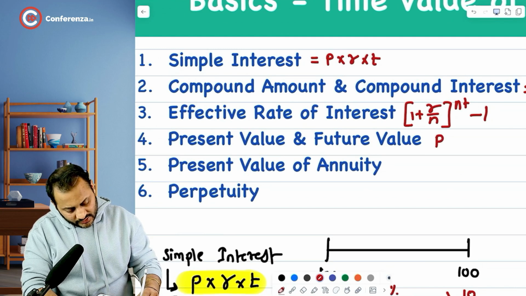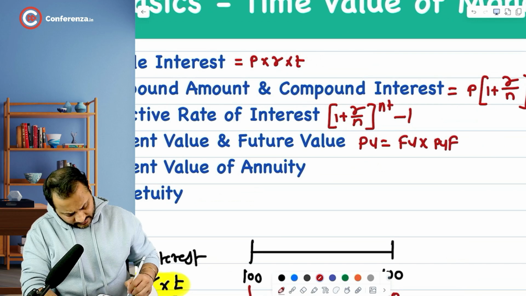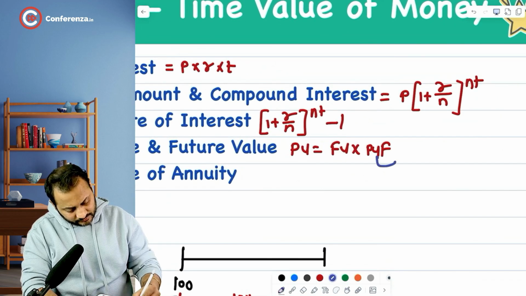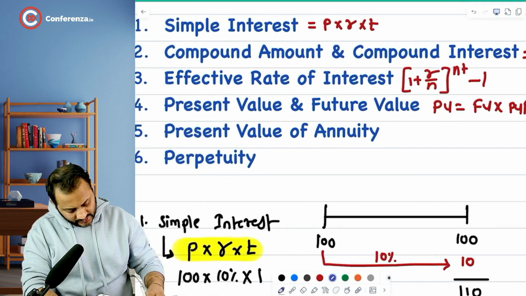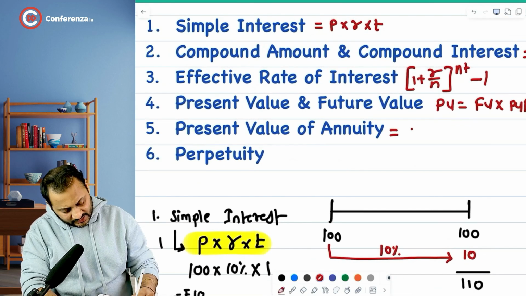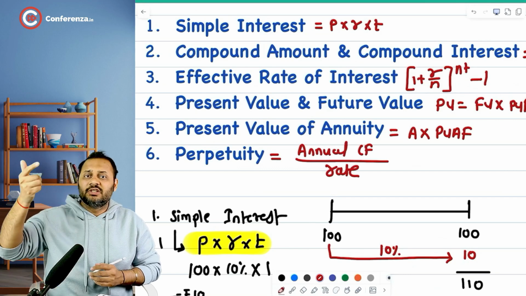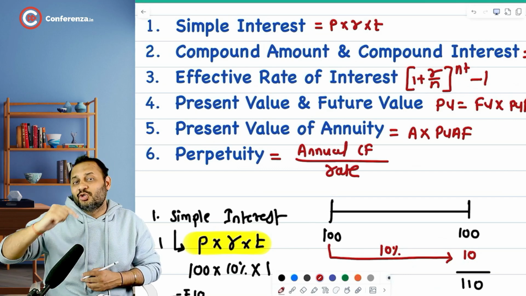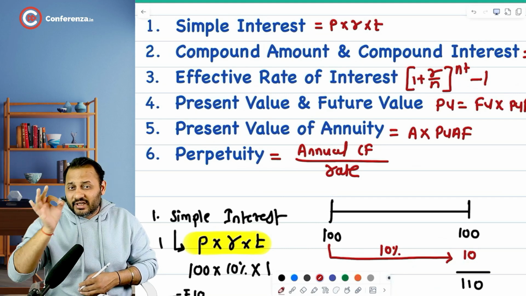Present value, future value. Sir, present value is nothing but future value multiplied by present value factor. This present value factor is nothing but 1 divided by 1 plus r to the power t, right? Present value of annuity is nothing but whatever is the annuity multiplied by the present value annuity factor. And perpetuity is nothing but the annual cash flows that you will receive, or the regular cash flows, divided by the rate of interest per annum. If the cash flows are per annum, the rate of interest in the denominator should also be per annum. If the cash flows are half yearly, the rate also should be half yearly. You have to keep the base same.